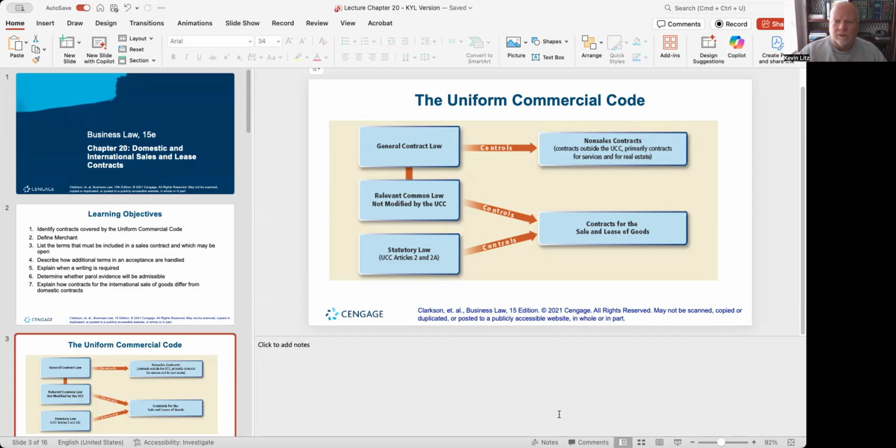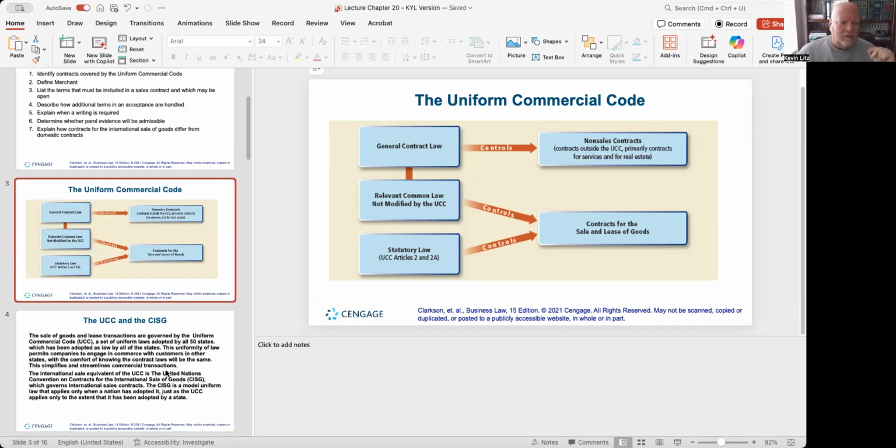It controls contracts. See, general contract law, that just means judge-made law and statutes other than the Uniform Commercial Code as adopted into statutes by the legislature. So general contract law that already exists might go for real estate, service contracts, et cetera, while statutory law, UCC Articles 2 and 2A, relate to the sale and lease of goods.